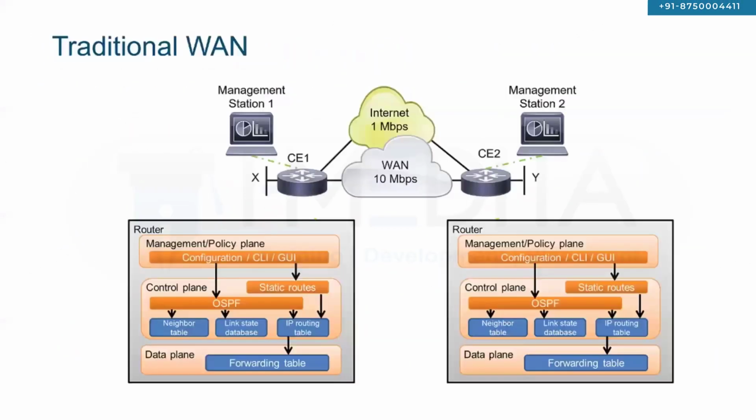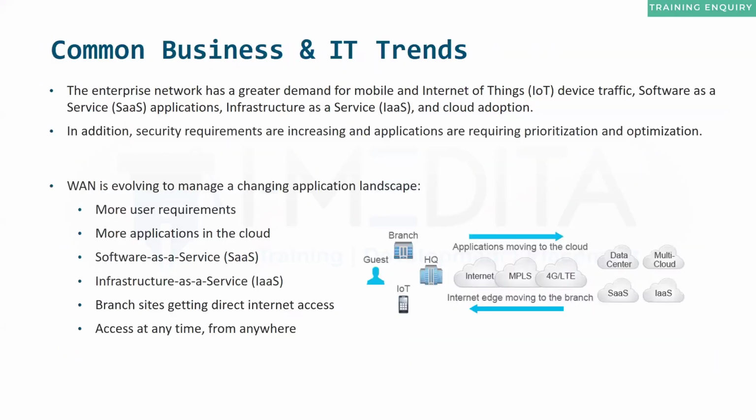Looking at the slide on common business and IT trends: users have more requirements nowadays, right? More applications are moving into the cloud, and that's where you get SaaS, software as a service. Even infrastructure as a service is there. The branch sites are getting direct internet access at any time from anywhere, that kind of flexibility you want.